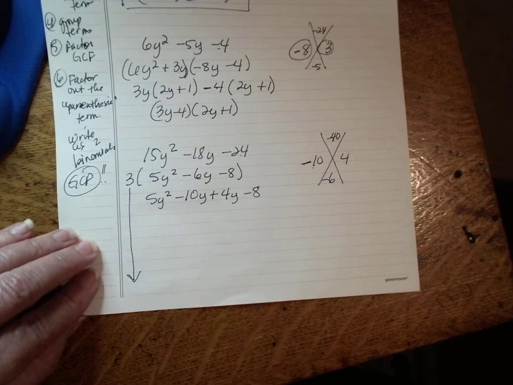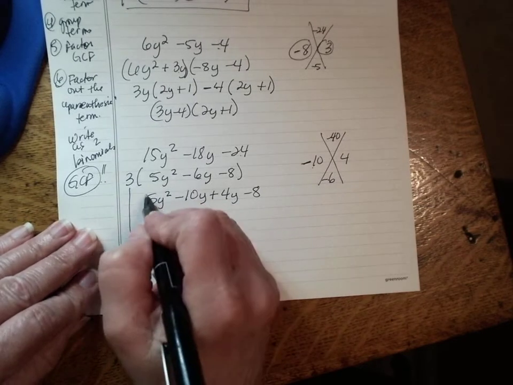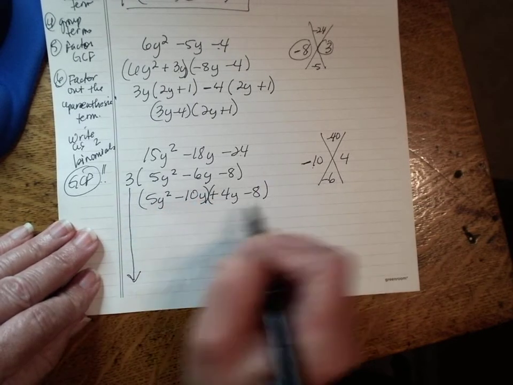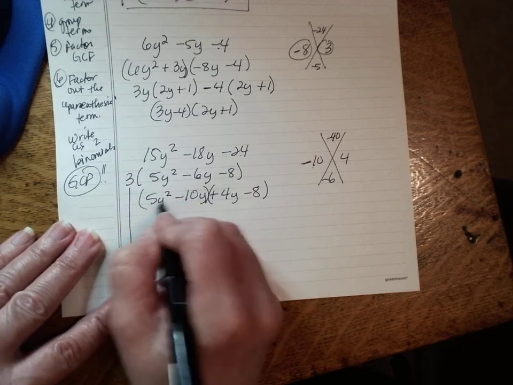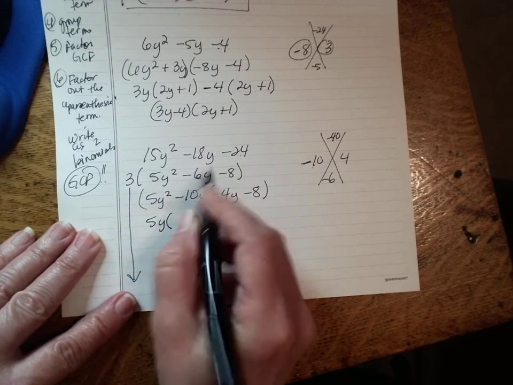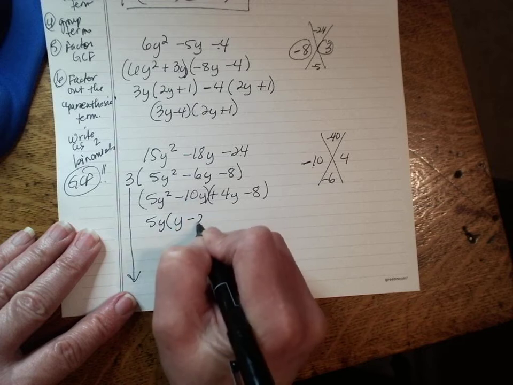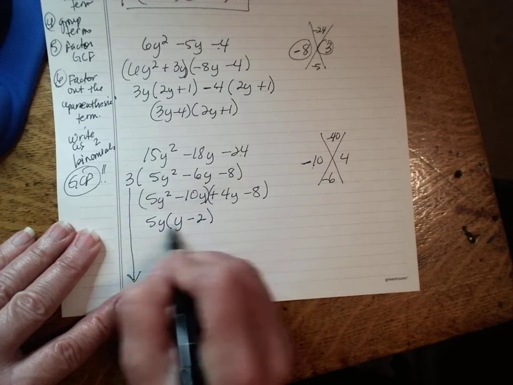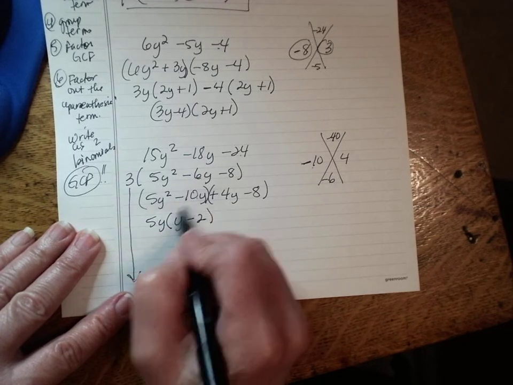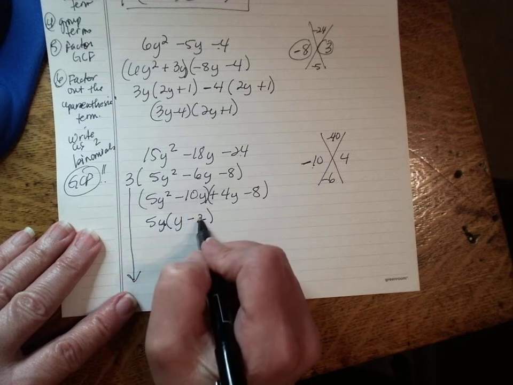It will still work. It's just a little bit longer. That's fine. Now, group. 5. I can divide by 5y. So this is going to be y minus 2. It's going to be a y minus 2 because 10y divided by 5y is 2.